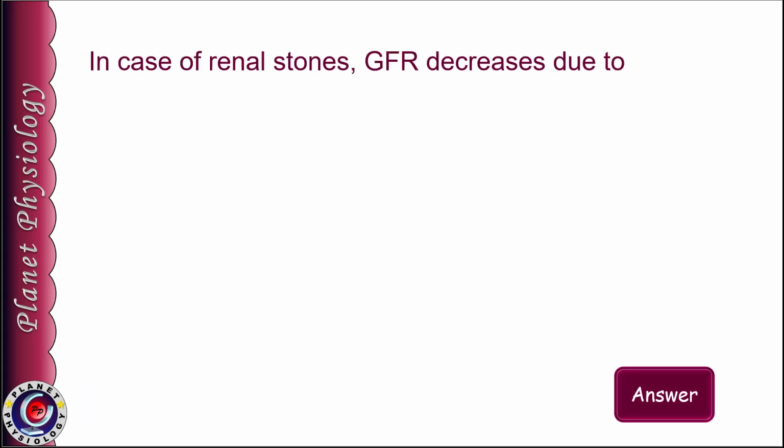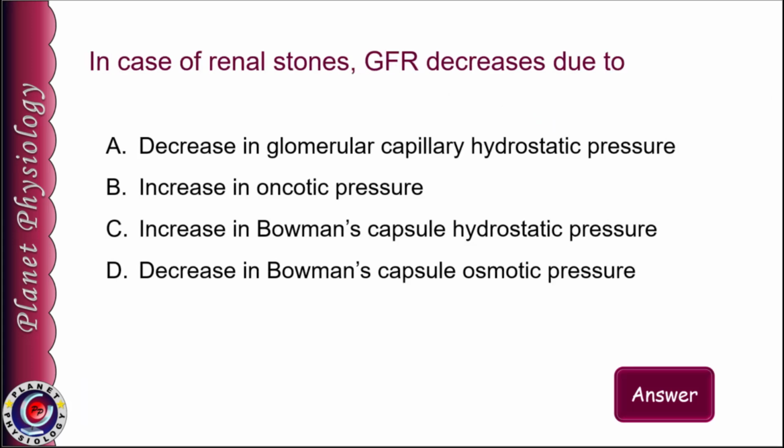Next question on GFR. In case of renal stones, GFR decreases due to options are A. Decrease in glomerular capillary hydrostatic pressure, B. Increase in oncotic pressure, C. Increase in Bowman's capsule hydrostatic pressure, and D. Decrease in Bowman's capsule osmotic pressure.